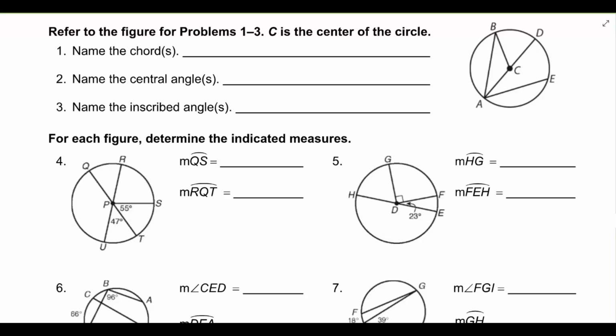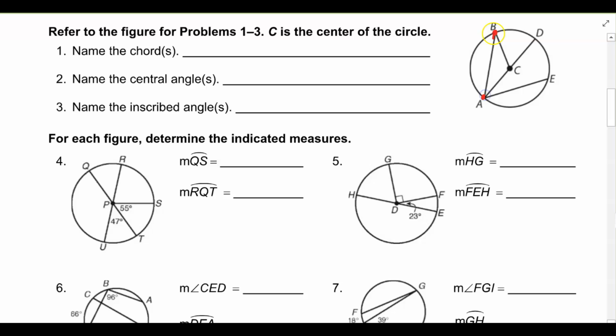Okay, so K4, here's your answer key. Name the chords. Well, remember that a chord is going to be a segment, not a line, not something that has arrows at the ends, but a segment. It's going to be a segment where the endpoints are on the circle. So we have some examples here.